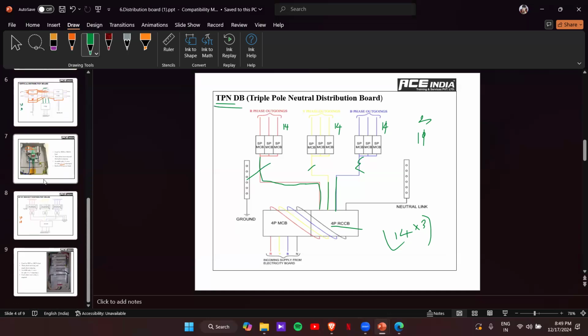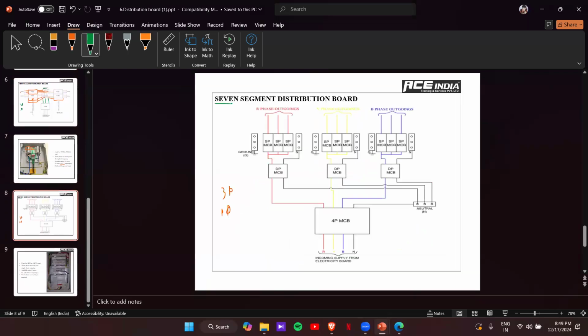On the other hand, if you go to our 7-segment DB, here you can see that there is an individual double pole MCB given for each phase outgoing. For R phase, I have one double pole, Y phase again one, and for B phase also I have one double pole MCB. In the same situation, if any fault happens in the B phase, this double pole MCB will go to trip condition. The other two phases will be unaffected. These two phases will be running as usual. This one will be shut down.